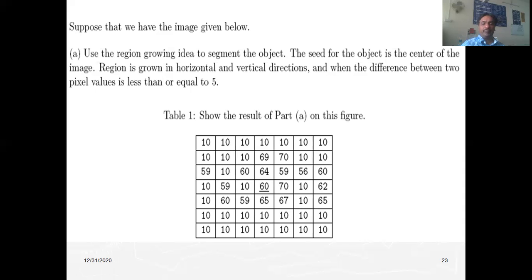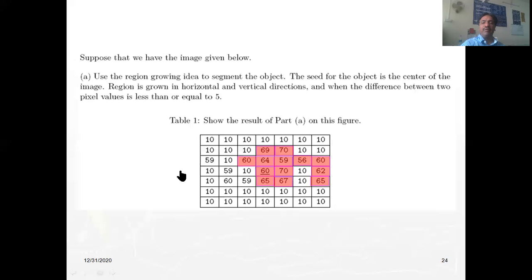Here again we can make use of either 4 connectivity or 8 connectivity. 4 connectivity means we can use only the horizontal and vertical neighbors. Here we have the result of 4 connectivity. So if you look at this solution, it is like this.